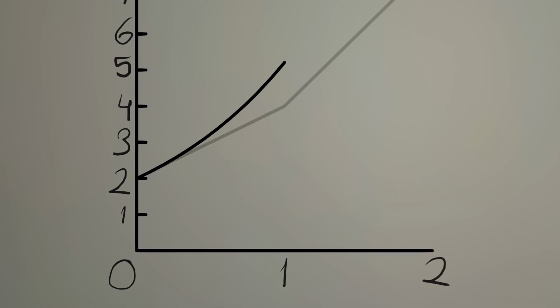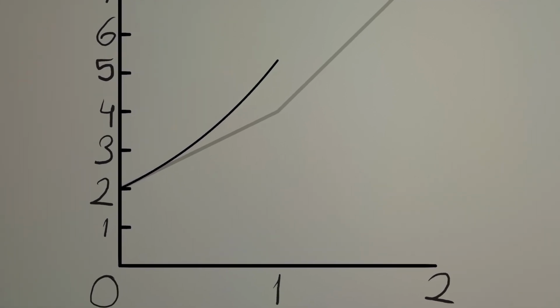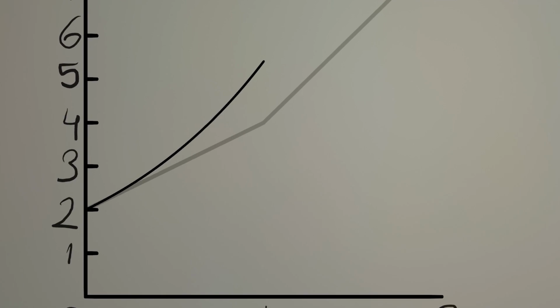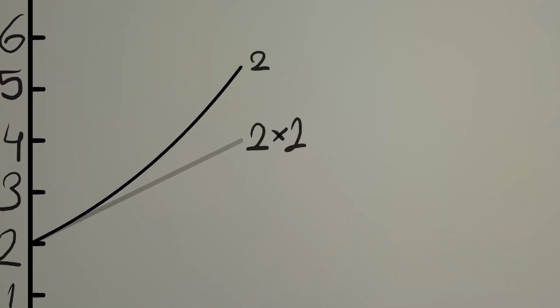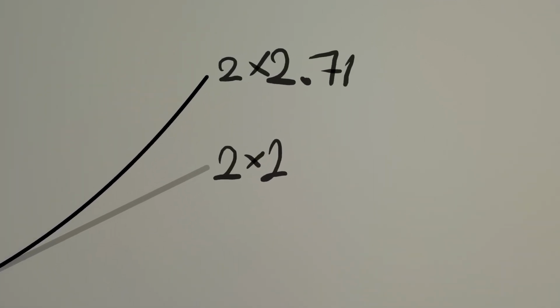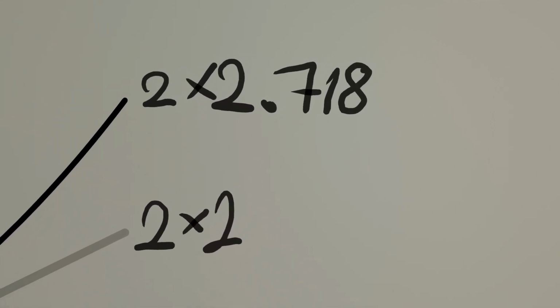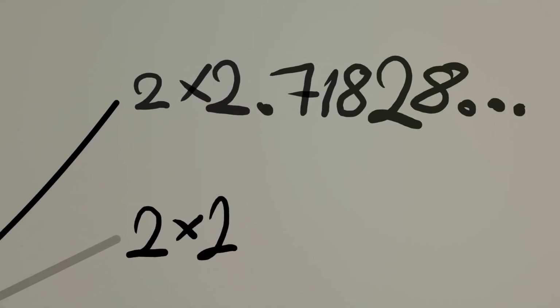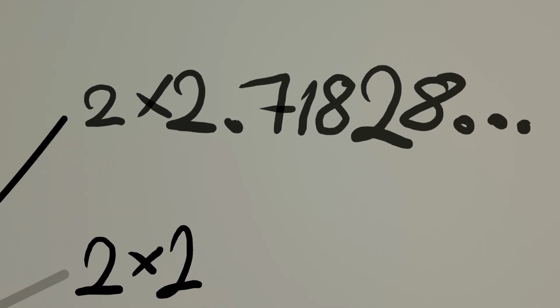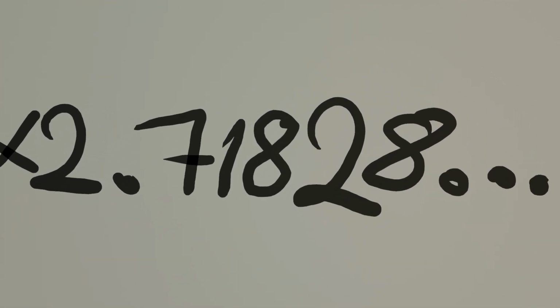By reinvesting your growth every millisecond, the most you can get from this 2 times 2 is 2 times 2.718. Interesting number, this 2.71828 something. I wish I'd been told about it earlier. I wonder what other places it shows up in.